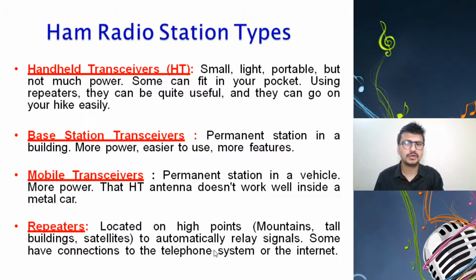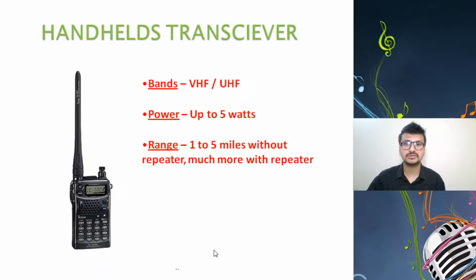So coming to the first type of radio station, that is the handheld transceiver, the HT. These are the three key points about the HT. The first one is bands. The bands are VHF and UHF. VHF is very high frequency, and UHF is ultra high frequency. Coming to the power, this radio station HT consumes up to 5 watts of power. The range is 1 to 5 miles without repeater. So this is the range of the handheld transceivers.